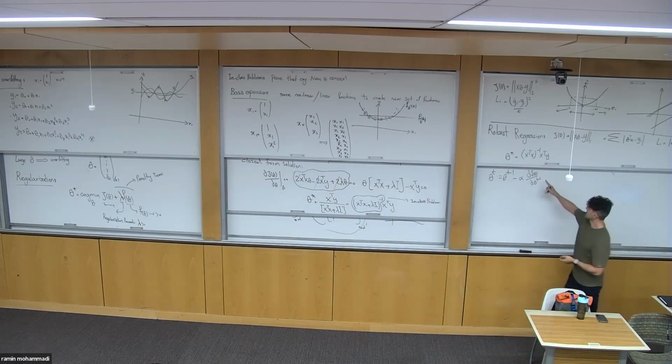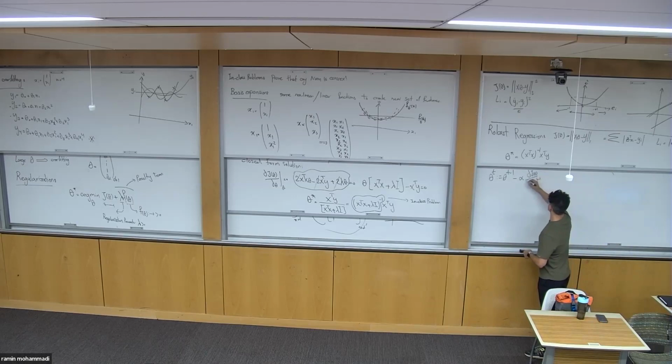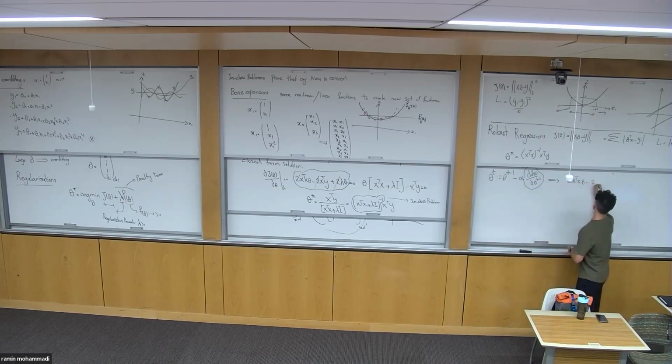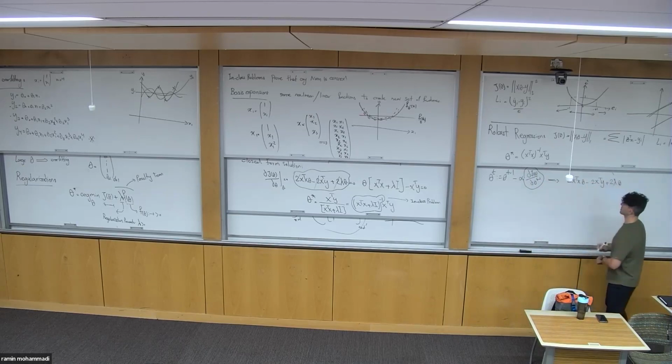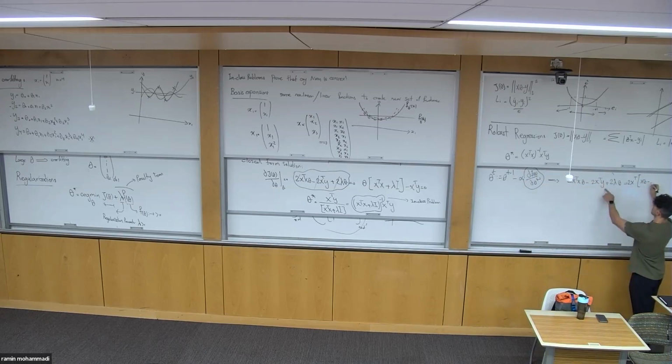So this gradient term is basically 2 x transpose x theta minus 2 x transpose y plus 2 lambda theta. So we cannot set it to 0. We're just going to simplify it. So x transpose, let's say 2 x transpose x theta minus y plus 2 lambda theta. I actually get rid of the 2's.